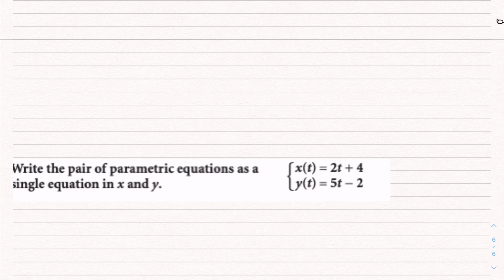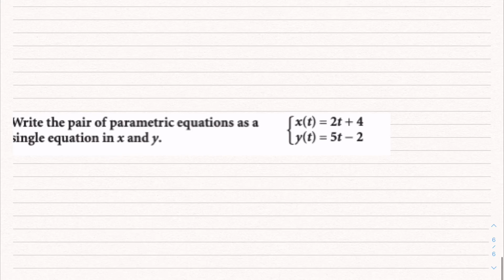For example 2, write the pair of parametric equations as a single equation in x and y. To solve this problem, there are also two methods. For method 1, solve either equation for t. x(t) is equal to 2t plus 4, so x is equal to 2t plus 4. So (x minus 4) over 2 is equal to t.